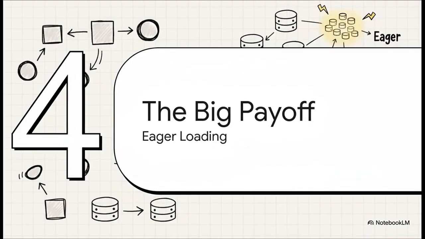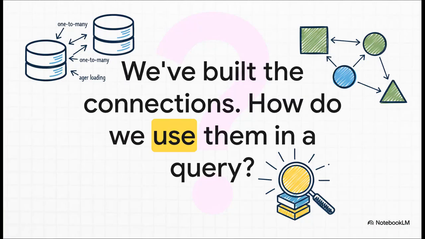All right, we've done the hard work. We've carefully defined the relationships between our data models. Now it's time for the big payoff, eager loading. This is where we're going to see how to actually use those connections to write some incredibly powerful and efficient queries. So, this is the logical next question, isn't it?